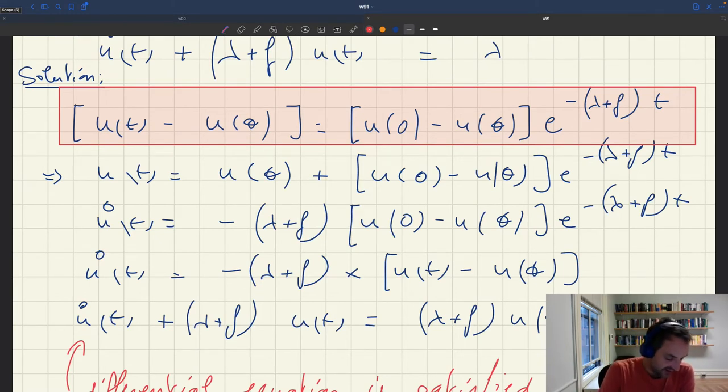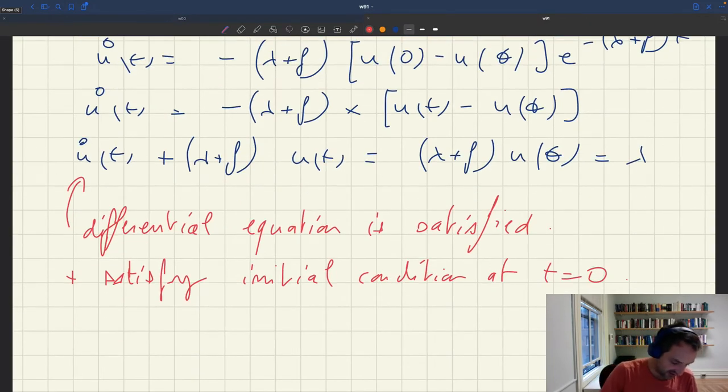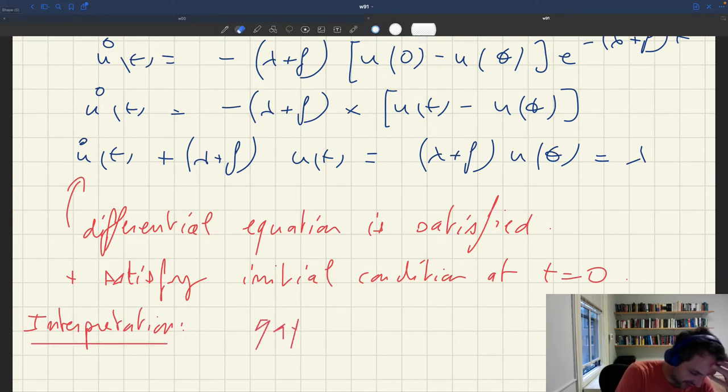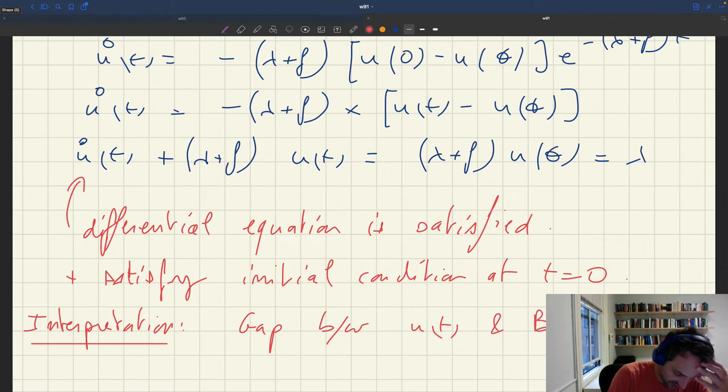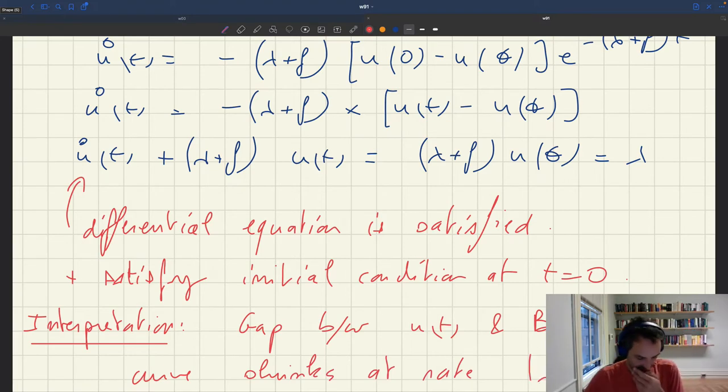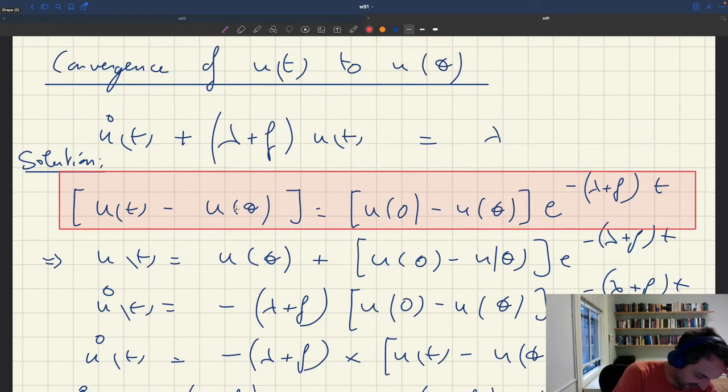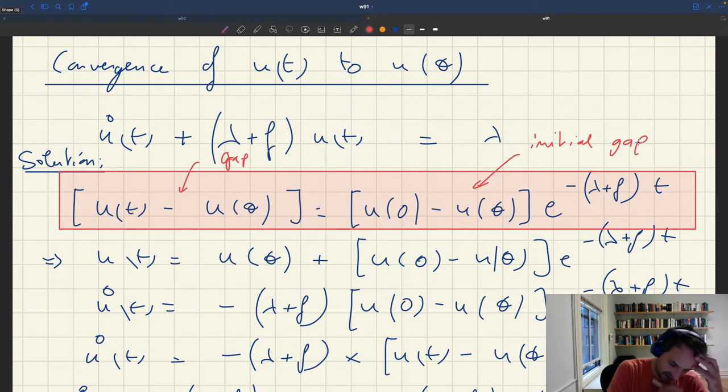So what does this solution say? The interpretation of the solution is that the gap between u of t and the Beveridge curve shrinks at a rate lambda plus f. You can see that u of t minus u of theta is just the gap. u of zero minus u of theta is the initial gap between the unemployment rate and the Beveridge curve. And here, this is exponent of minus (lambda plus f) t. That's just how quickly that initial gap is going to shrink, and you see that the rate at which it shrinks is lambda plus f.